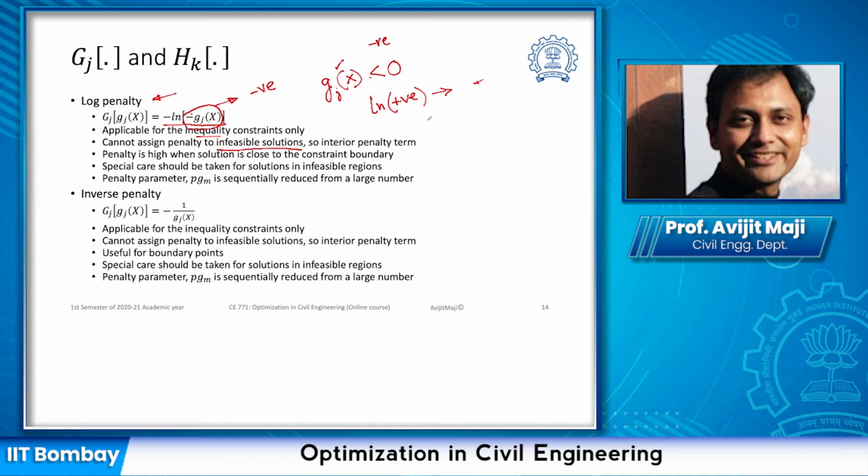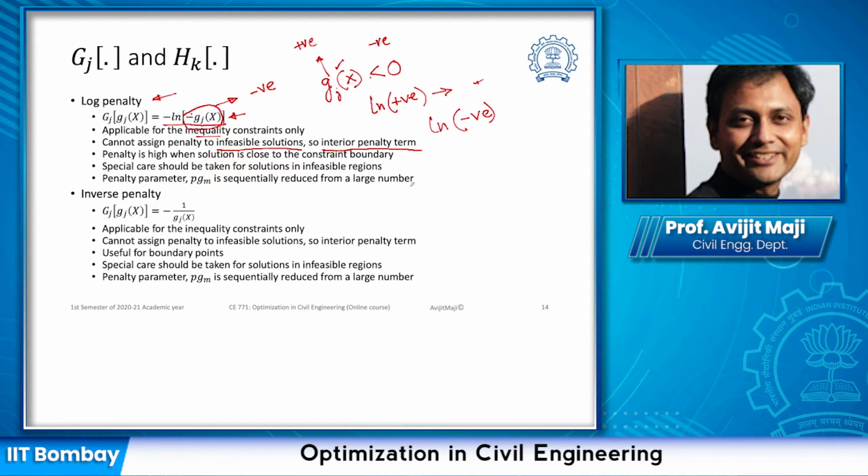However, if we find that the solution is infeasible, then this value is going to be positive, and if we try to replace it in this function, we are going to have a log of a negative value, which we cannot solve. So for this reason, this particular function is applicable for the feasible solutions only, and in that case we are saying it is an interior penalty term.